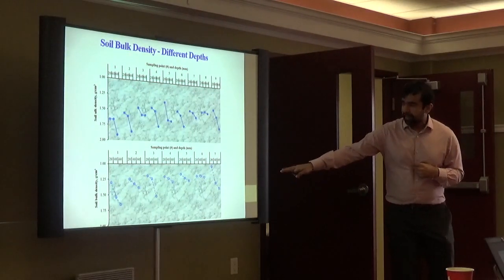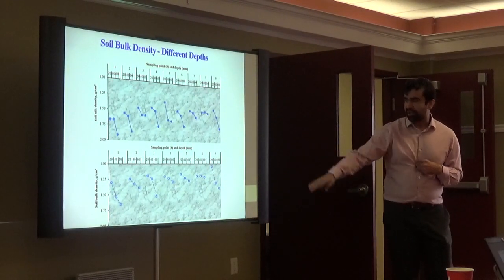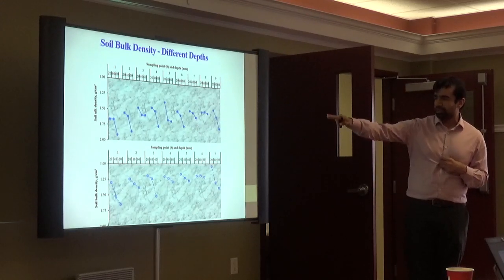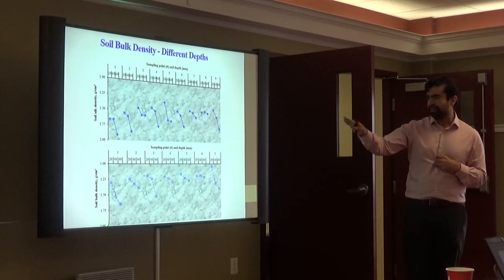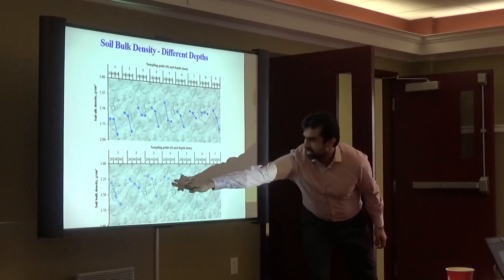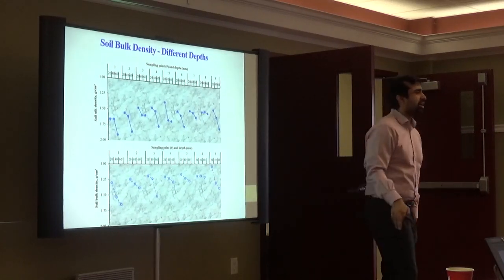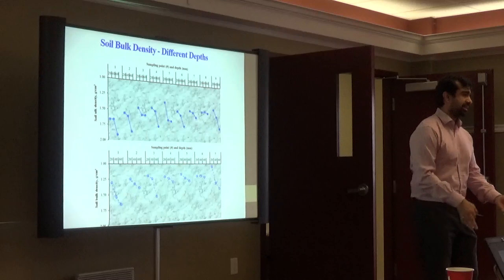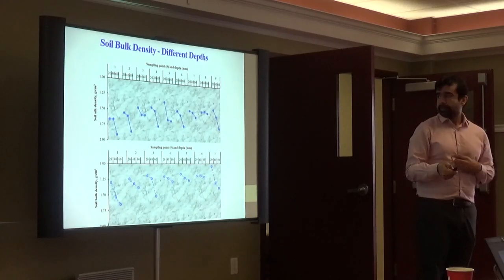For the second field, a similar trend: it ranges from 1.25 to 1.75. For example, in these three samples, there is not a whole lot of compaction going on.